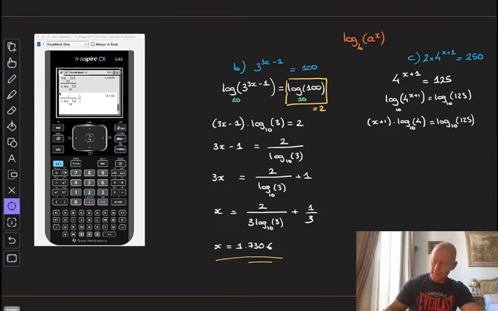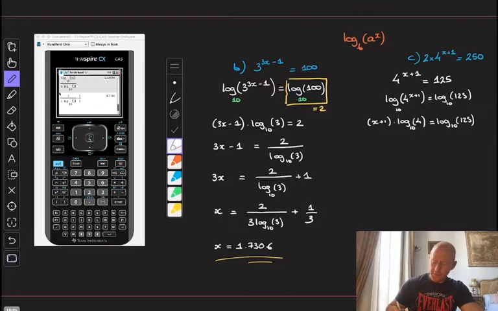Now that that's done, I need to get rid of this log base 10 of 4 on the left-hand side, and since it's multiplying this pair of parentheses, I divide both sides by log base 10 of 4. So if I divide both sides by log base 10 of 4, this turns into x plus 1 equals log base 10 of 125 over log base 10 of 4.